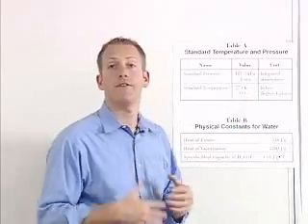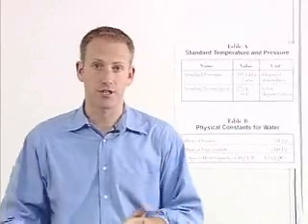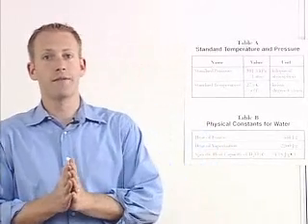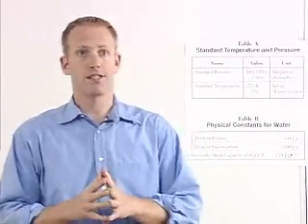Notice that Kelvin does not have a degree sign. Kelvin will never have a degree sign. We just put a K. We don't put degrees Kelvin or anything. So 273 Kelvin, 0 degrees Celsius.